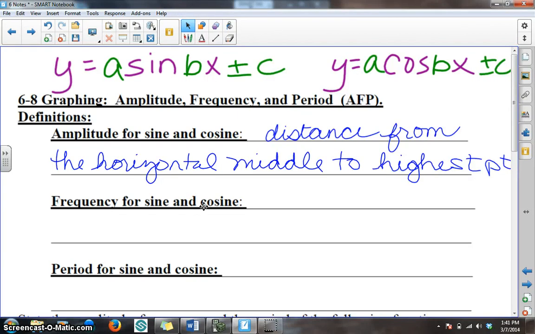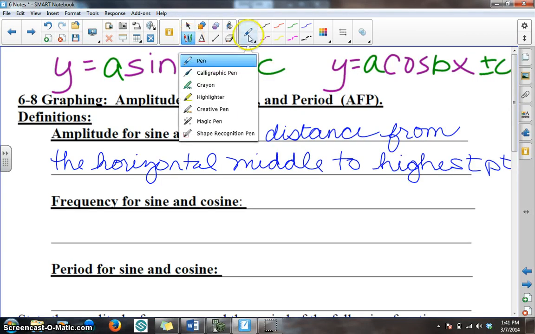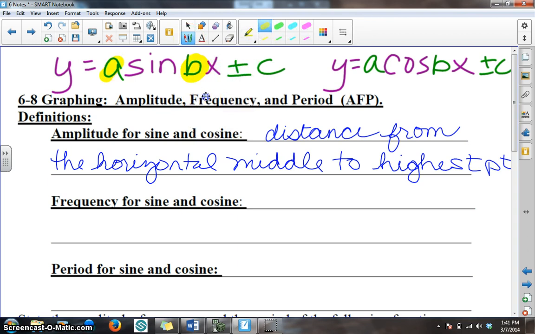Okay, so we're going to be working with the sine and cosine graphs, and we are going to be dealing with a sine of bx plus or minus c, where we've just decided that a changes the height of the graph, b changes the width of the graph, c is a vertical shift. This is the same a, b, and c, and I'm going to use those in my definitions.